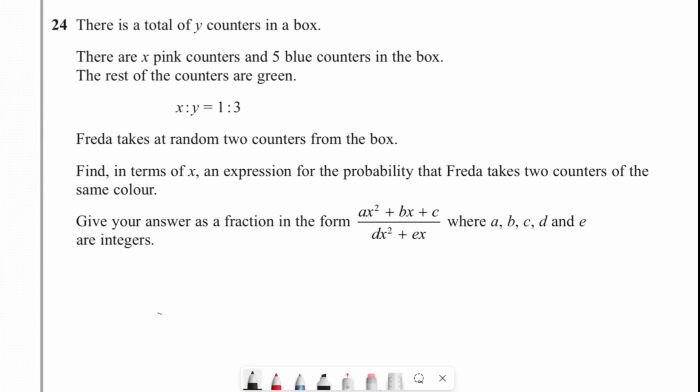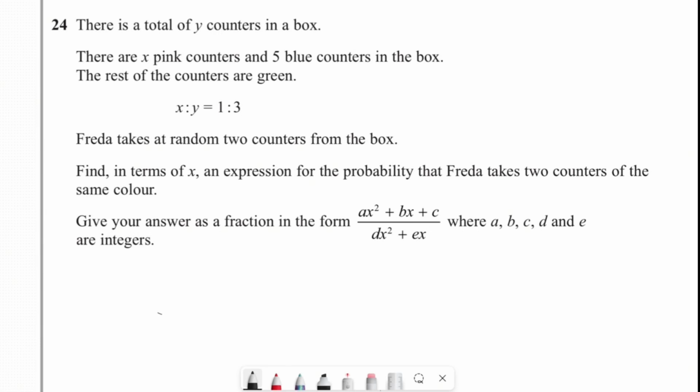Okay, so for question 2, we've got a probability question. There is a total of y counters in a box. And we know there are x pink counters, 5 blue counters, and the rest of them are green. And we know the ratio between x and y is 1 to 3. And we're interested in finding the probability that Freda takes 2 counters of the same colour.